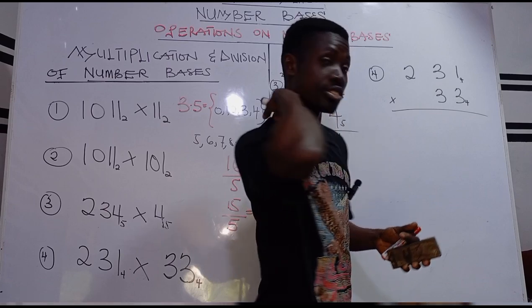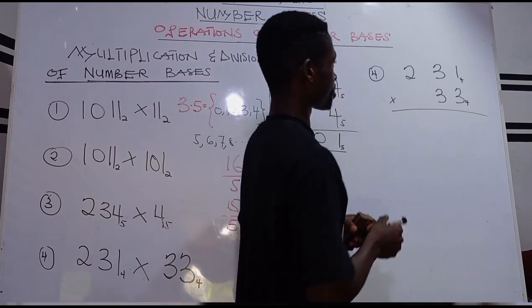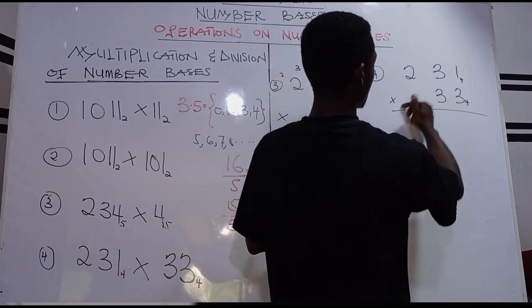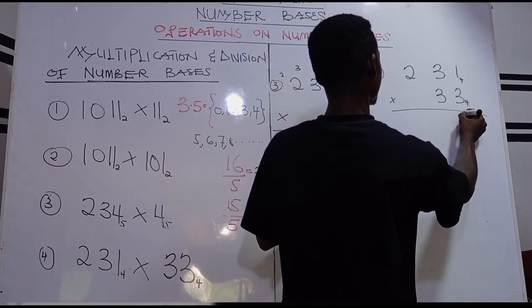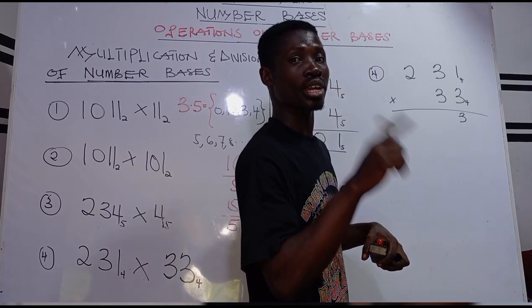So what did you get? Okay, so let's see if your answer is really right. So we have 3 times 1 will give us 3. Remember, we are working in base 4. And then the highest digit in base 4 is 3.